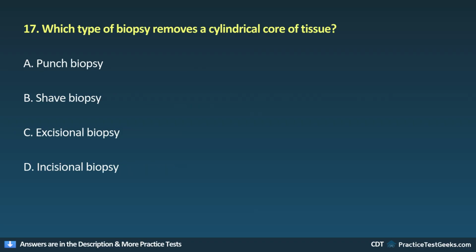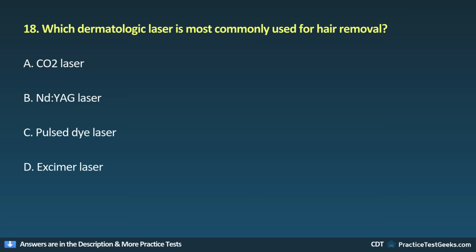17. Which type of biopsy removes a cylindrical core of tissue? A. Punch biopsy. B. Shave biopsy. C. Excisional biopsy. D. Incisional biopsy.